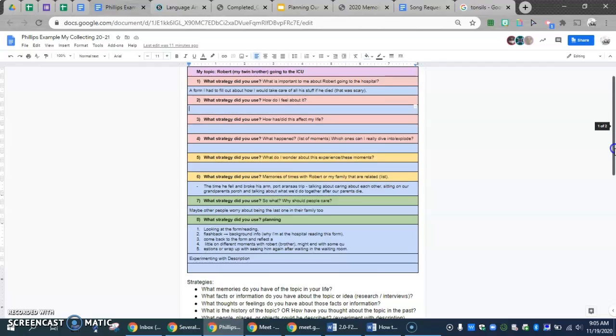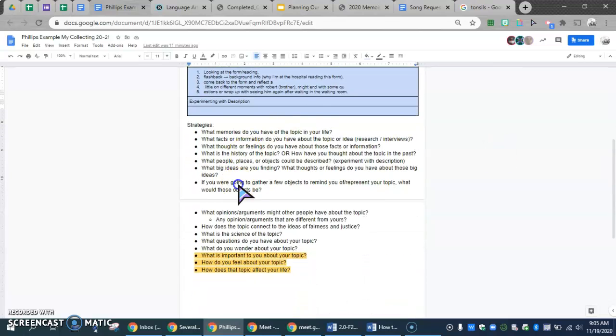And then the big thing to notice is that here at the bottom, I have my list of collecting strategies, right? So on the rubric, there's a section that says you get to choose some of your collecting strategies, and what that means is I'm going to come down to this list and think, okay, what is a question here that might help me when I'm drafting my memoir, okay? So I might choose, what memories do I have of my topic in my life?